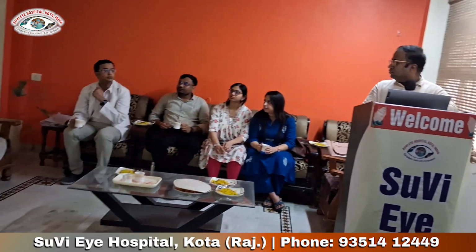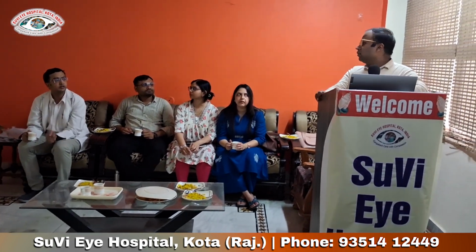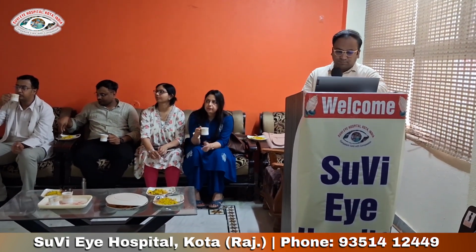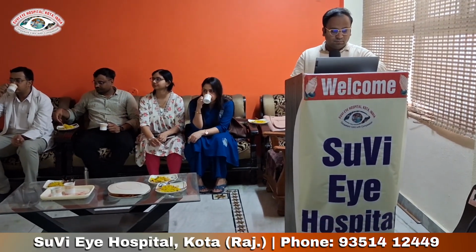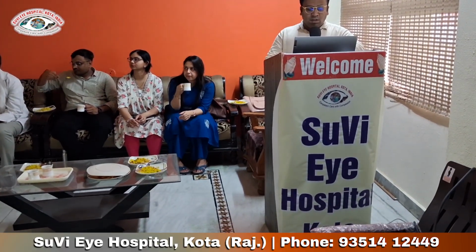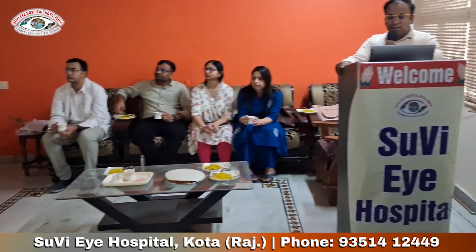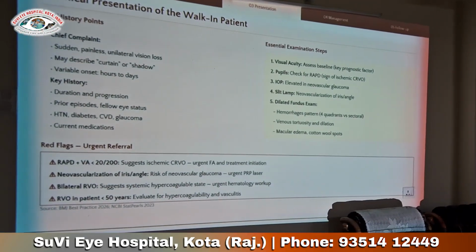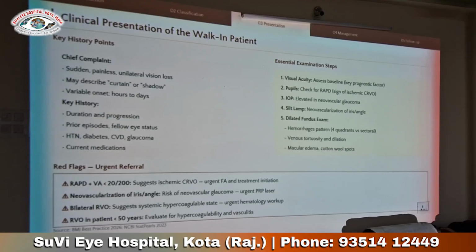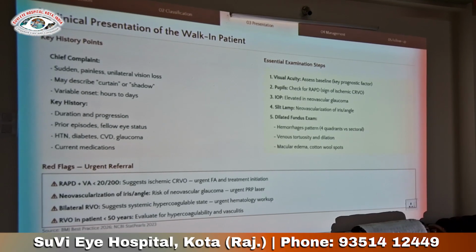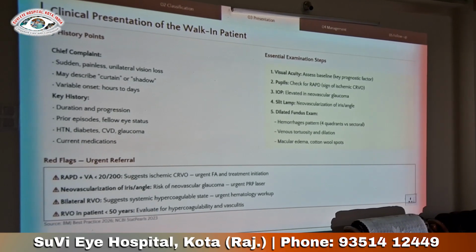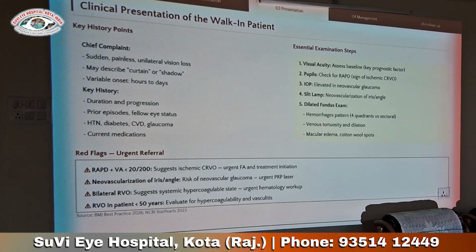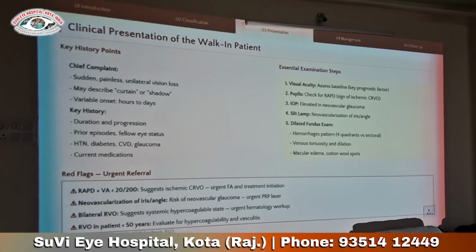Which drug is important, particularly in females? More factors. Then we have to examine the patient. First is visual acuity, which is considered the baseline. Then pupils for RAPD, and intraocular pressure, which is usually elevated in neovascular glaucoma. Slit lamp examination to look for neovascularization of the iris and angle.